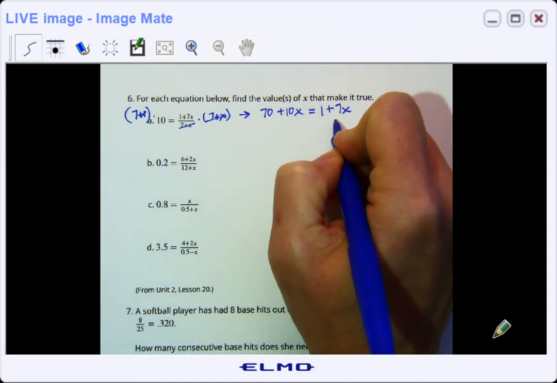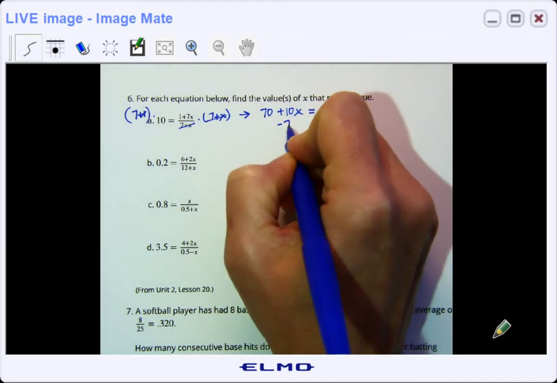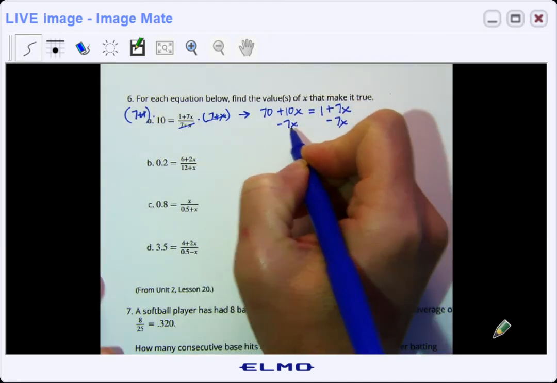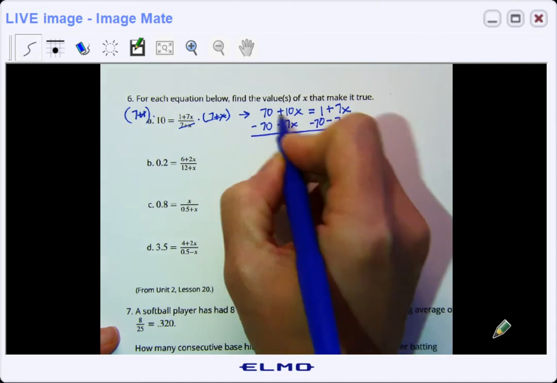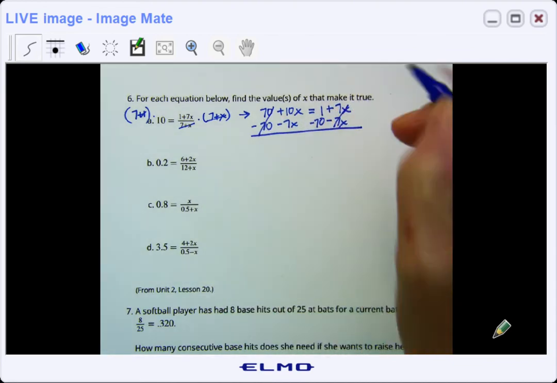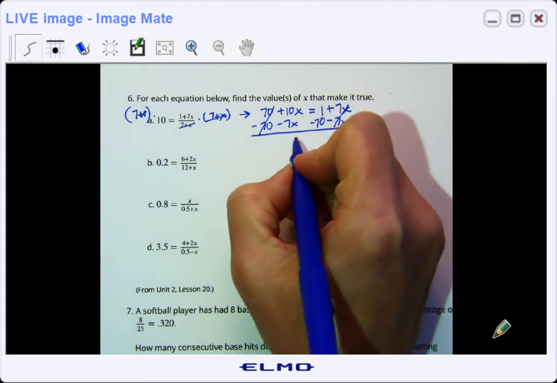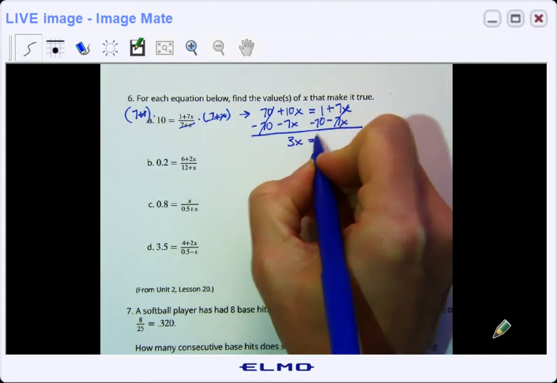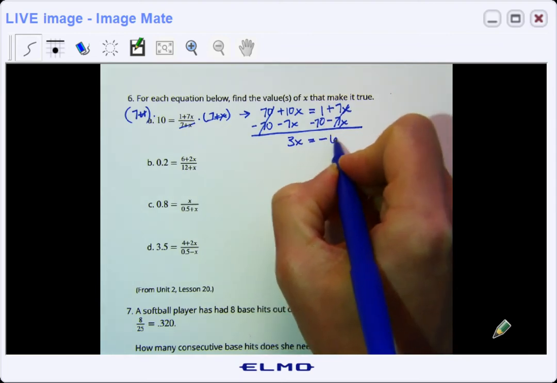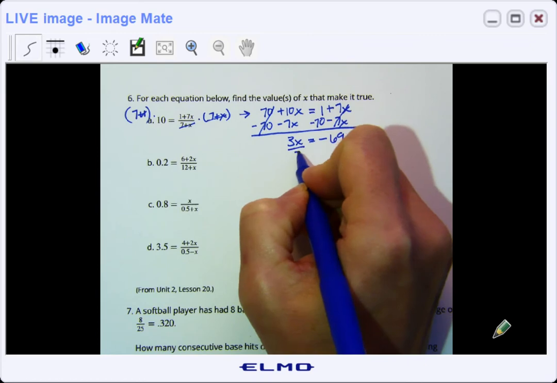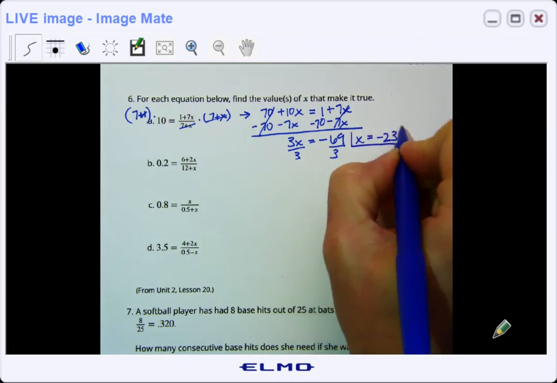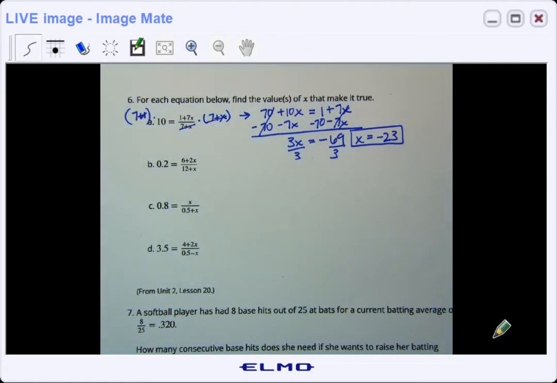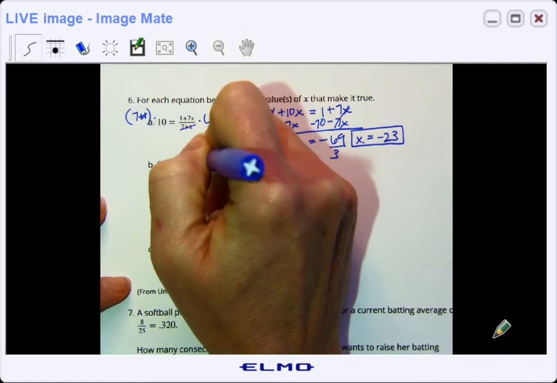Okay, so I'm going to move the 7x over by subtracting, and also move the 70 over by subtracting. Remember, you want to keep both sides of the equal sign balanced. So on the left side, we get 3x, and that equals 1 minus 70, which is negative 69. Then just divide by the 3, and you get x equals negative 23. Every single one of these is that same process: multiply by the denominator.